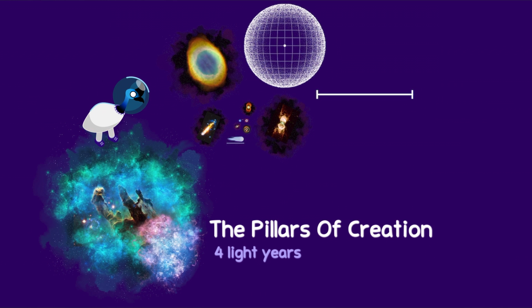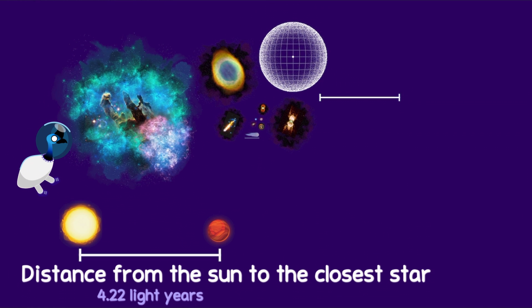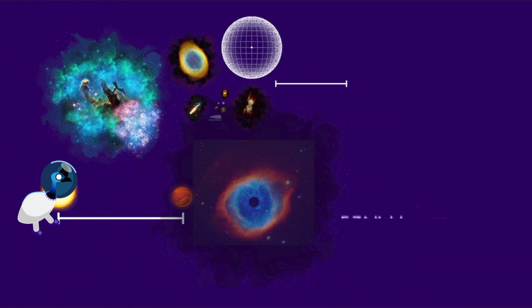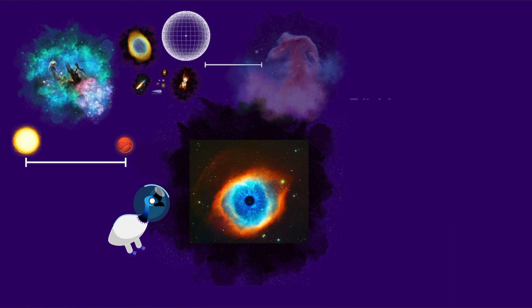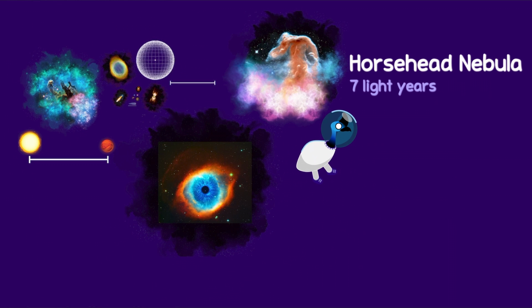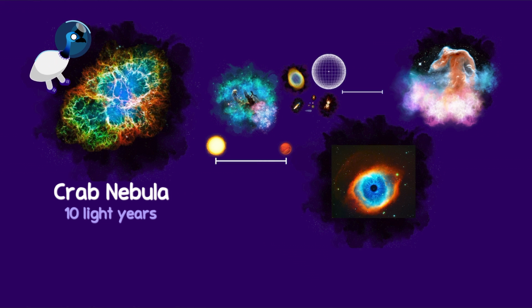The Pillars of Creation, 4 light years, massive columns of gas and dust that produce star formation. Distance from the Sun to the closest star, 4.20 light years. Helix Nebula, 5.74 light years, a cosmic cloud of gas and dust surrounding a dying star. Horsehead Nebula, 7 light years, a dark cloud of gas in space shaped like a horsehead. Crab Nebula, 10 light years, a celestial cloud of colorful cosmic debris.